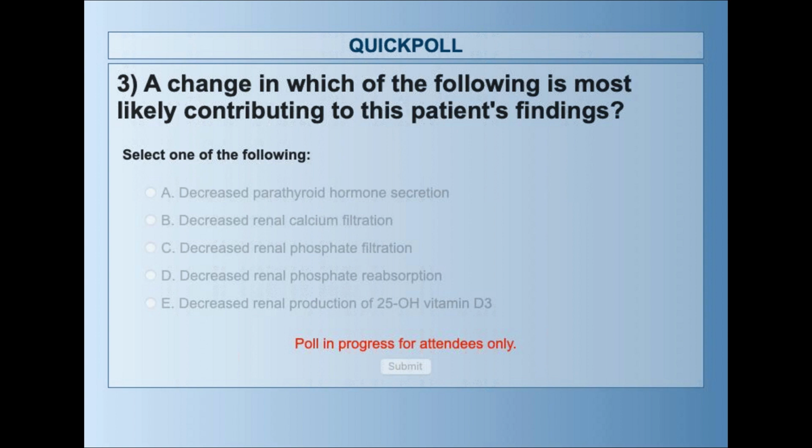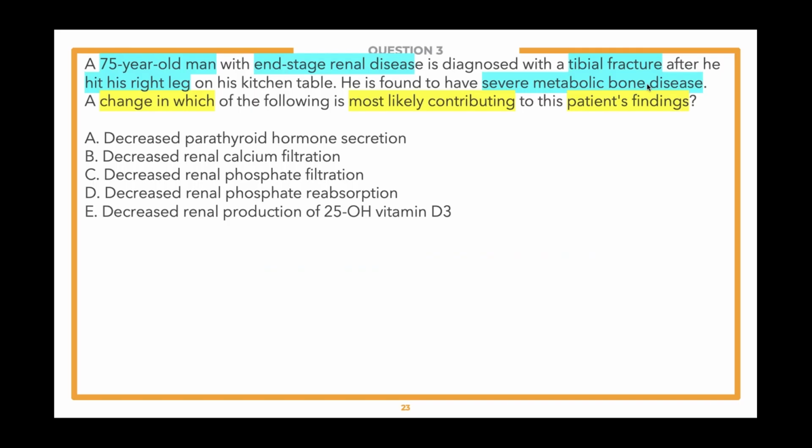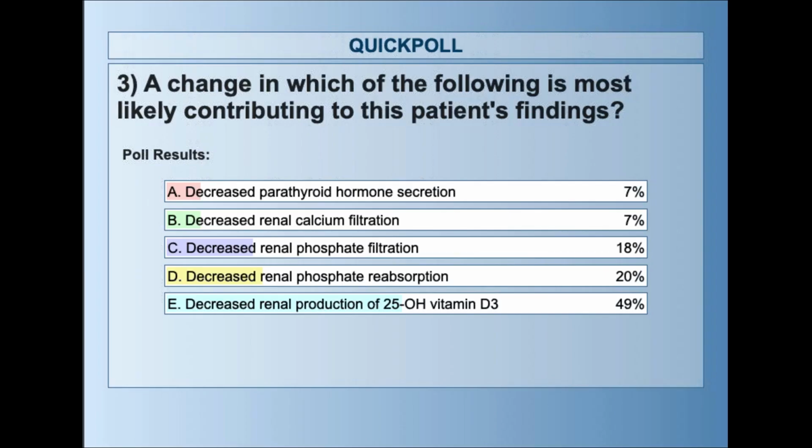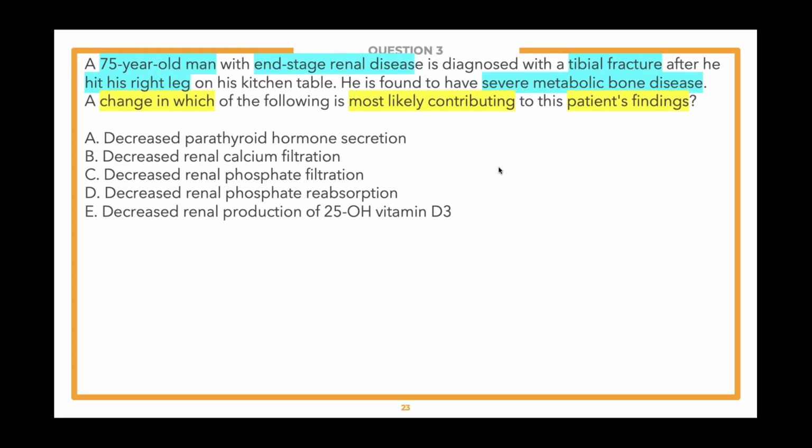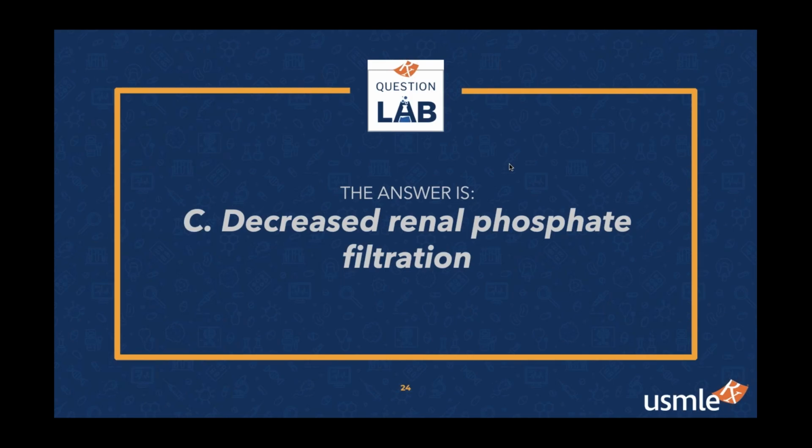All righty, well, let's take a look and see what all of you selected. 49% of you selected E, decreased renal production of 25-OH vitamin D3. In distant second place, we had decreased renal phosphate reabsorption. Let's take a look and see what the correct answer is. And the correct answer is C, decreased renal phosphate filtration. So a tough question here. Let's all pay attention to Paras.